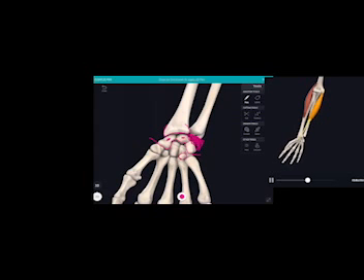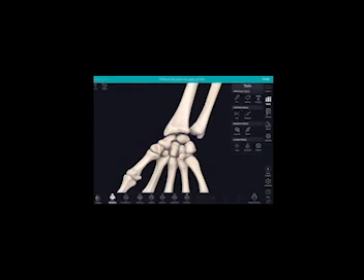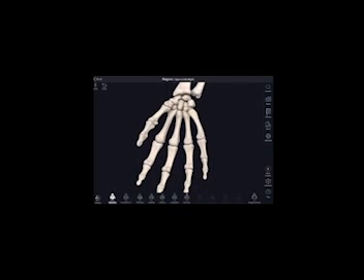Because of that space right here, this becomes clinically important because injury could happen to this particular region, but I'll just leave it at that right now. Okay, so that is your carpal bones, and then moving on distally.